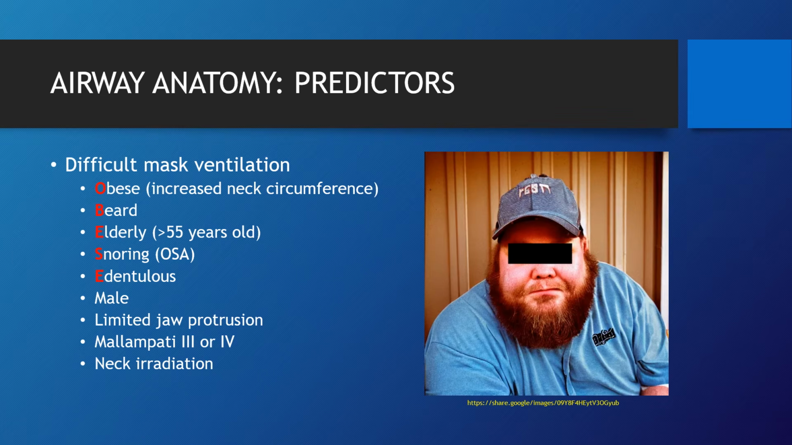Some other predictors for difficult mask ventilation include being male, having limited jaw protrusion, a high Mallampati score such as 3 or 4, and then previous neck irradiation.